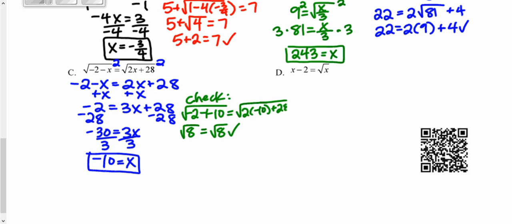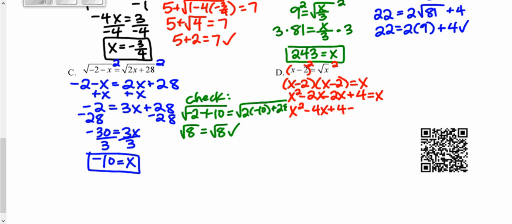Our last problem for target 3, we have our square root by itself, so we're going to square both sides. But the tricky thing about this one is you have to remember to square x minus 2. In other words, you have to do x minus 2 times x minus 2. It does lift the square root off of the right-hand side. If I FOIL this, I get x squared minus 2x minus 2x plus 4. And combining the two x's, I get x squared minus 4x plus 4 equals x.